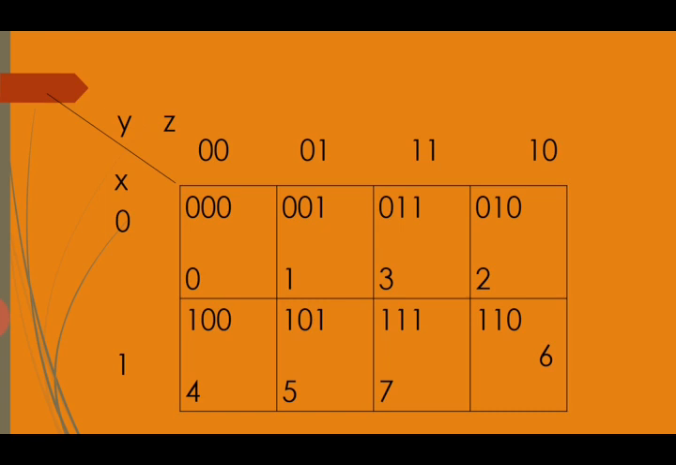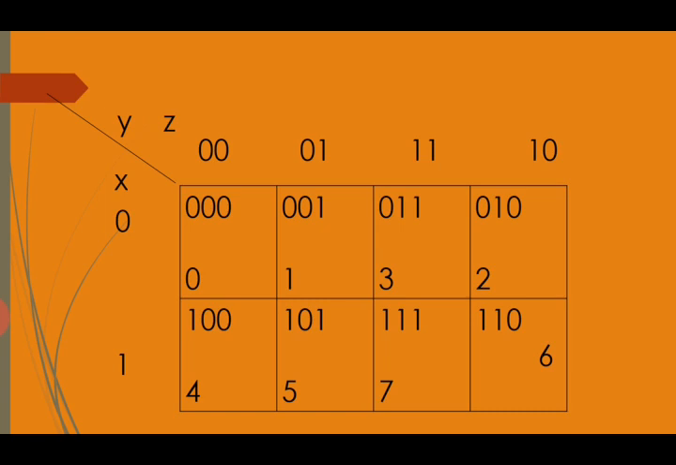So the number of the box is 3, and then 0 1 0. X is 0, y is 1 and z is 0. So the 0 1 0 combination, or the binary value, represents what? Which decimal number? 2. So the number of that square will be 2.